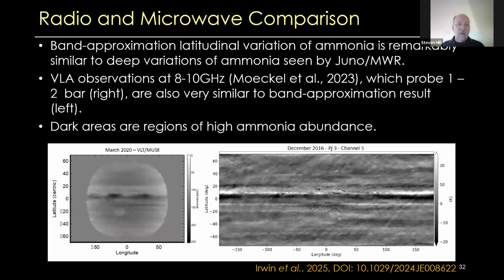If we move on to microwave and radio data, we can find that the band approximation latitude variation of ammonia is remarkably similar to deep variations of ammonia seen by Juno's microwave radiometer. VLA observations at 8 to 10 gigahertz probe 1 to 2 bar, and they are also very similar to the band approximation result. That's what's shown below on the right, and the band approximation result is shown on the left. The dark areas are regions of high ammonia abundance, so you can really see that sort of matching at the equatorial level, really the northern side of the equatorial zone.